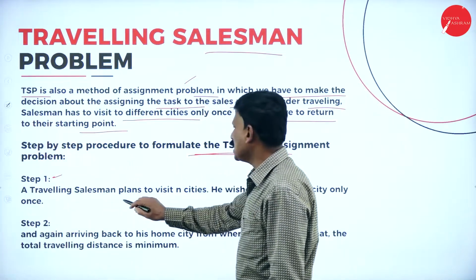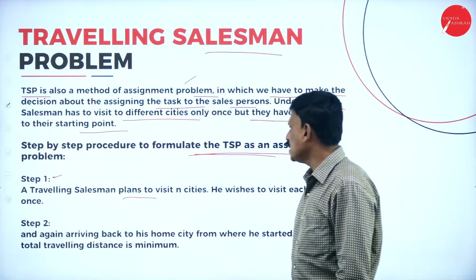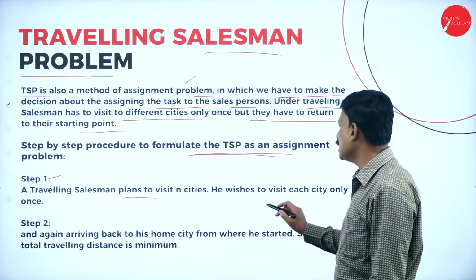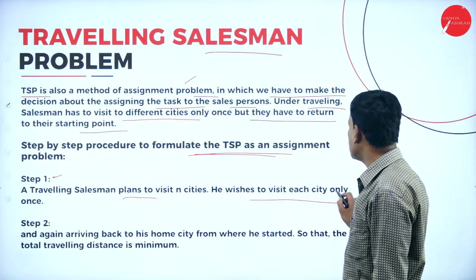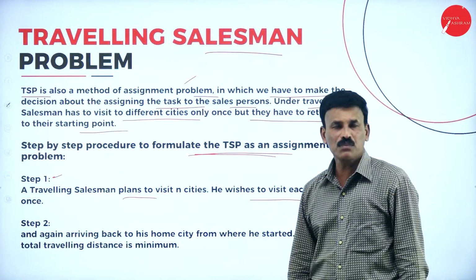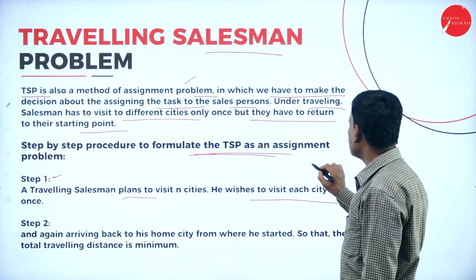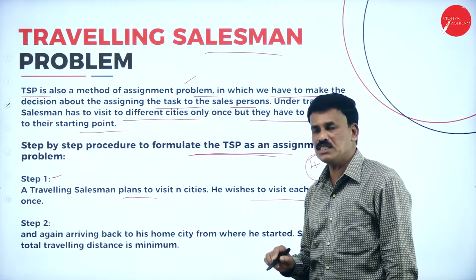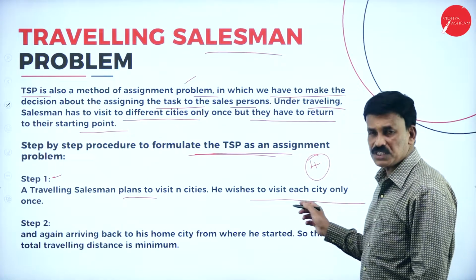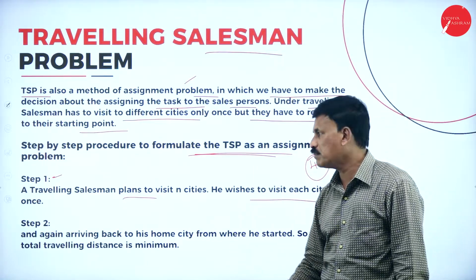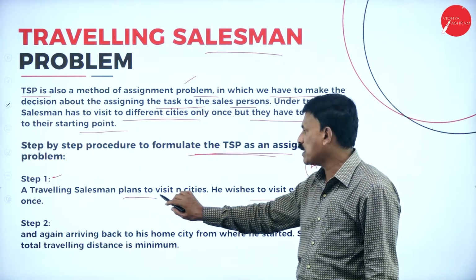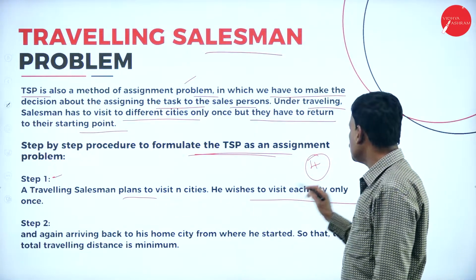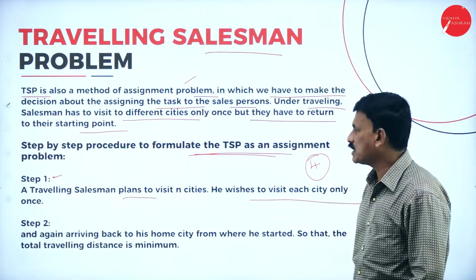A traveling salesman plans to visit n cities. He wishes to visit each city only once. Suppose you want to visit 4 cities, you have to visit each city only once. After visiting, you have to return to the same original place. The traveling salesman plans to visit n cities, and he wishes to visit each city only one time.